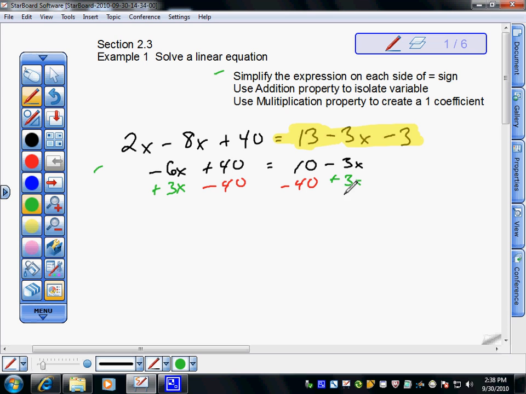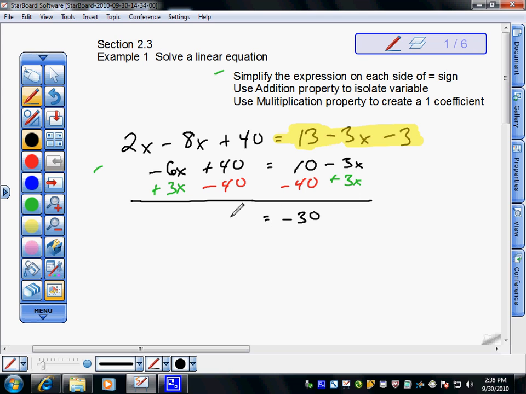In essence, I'm taking 2 steps in one here. I'm subtracting 40 to move the constant to the right. I'm adding 3x to move the variable to the left. In essence, what I'm doing is isolating the variable. So adding these up, 10 minus 40 gives me a negative 30. The minus 3x plus 3x works out just great because that makes it go away, which was my goal.